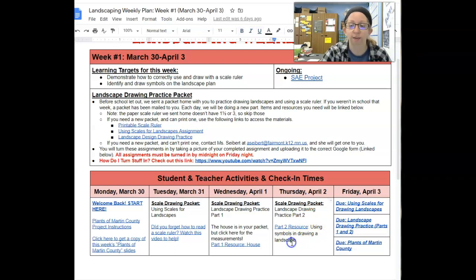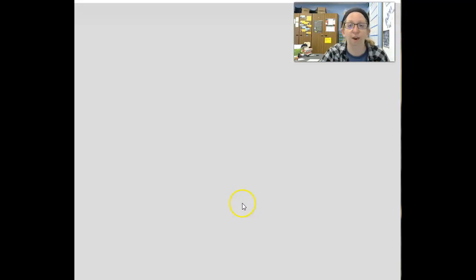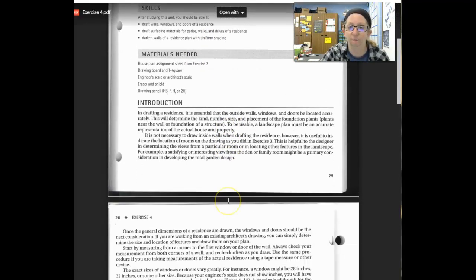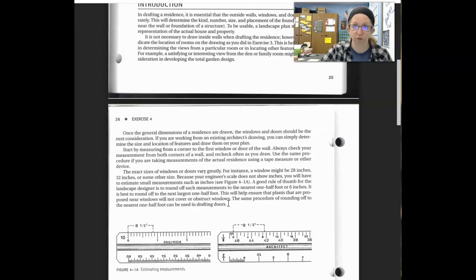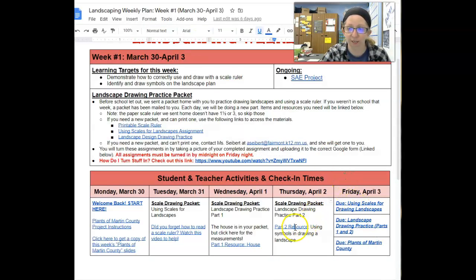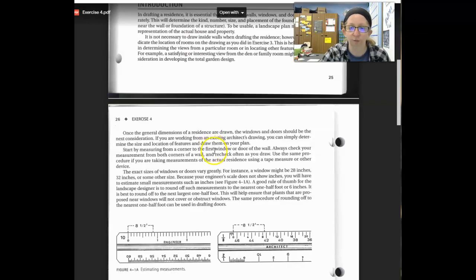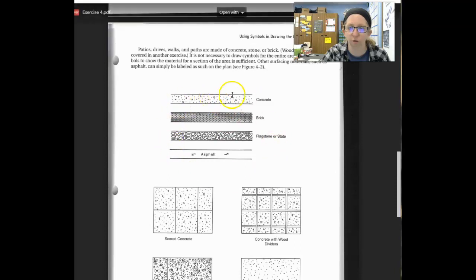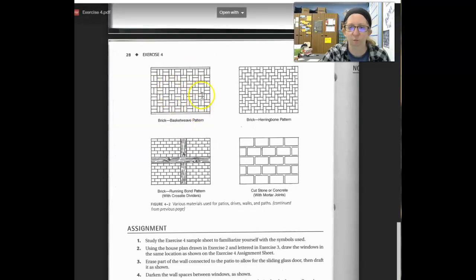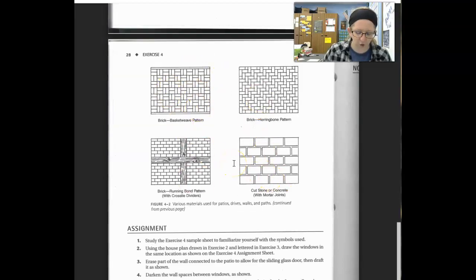Part 2 is going to ask you to use some symbols in drawing a landscape. So part 2 asks you to look at surfaces. So if I go back to part 2 in my packet, read through exercise 4, which has been linked right here, part 2 resource. It's going to tell you a little bit about some of the surfaces that we can use for drawing landscape. So concrete, brick, flagstone, asphalt, grass, stone, that's totally up to you. And you're going to draw those into your landscape.